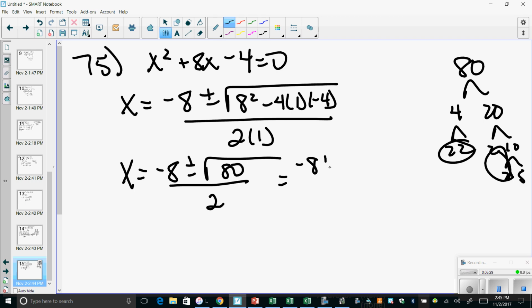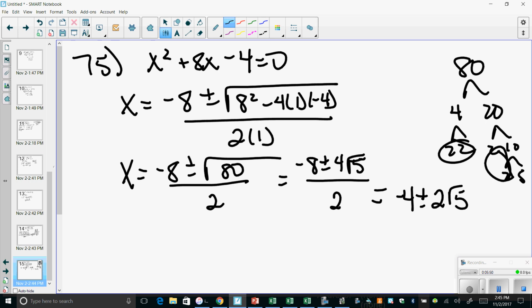So negative 8 plus or minus, and then 2, I'm going to keep all that the same. So 2 2's on the outside, so that'd be 4, and then a 5 underneath. 4 square root of 5. So I'm going to divide negative 8 by 2, which is negative 4, and I'm going to divide 4 square root of 5 by 2, so that'd be 2 square root of 5. And that would be my answer for 75.